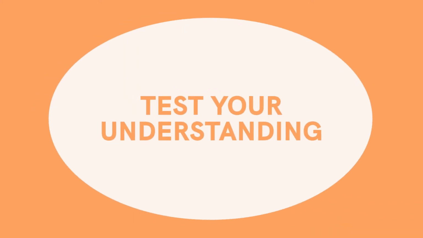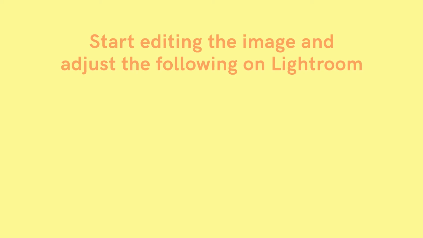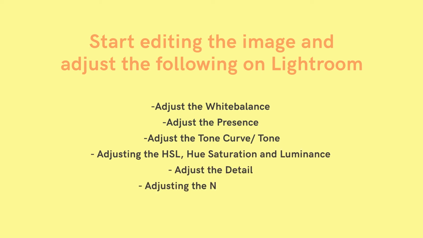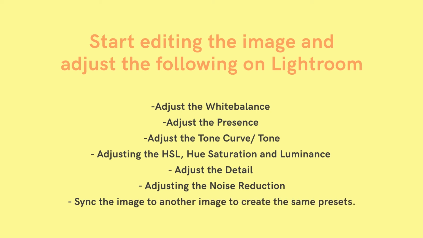Let's test your understanding by doing the following. Start editing an image and adjust the following on Lightroom. Adjust the white balance, adjust the presence, adjust the tone curve or tone, adjust the HSL, hue, saturation, and luminance, adjust the detail, adjust the noise reduction, and then sync an image to another image to create the same presets.